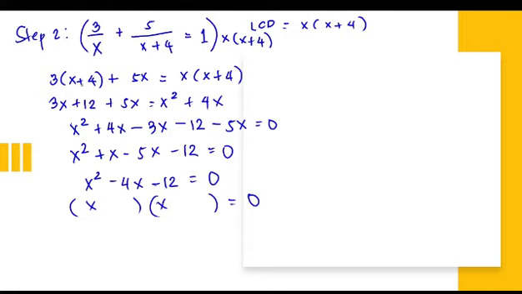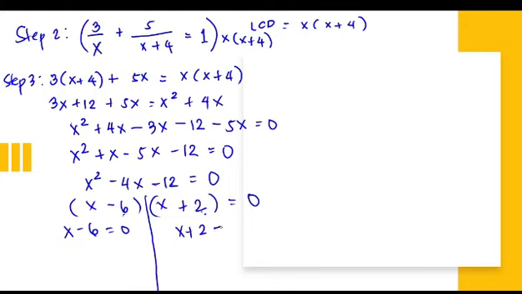Step 3 na actually itong ginagawa natin, no? Step 3, sinosolve na natin. Step 2, we have the equation. We have formulated the equation. So, we could have negative 6 and positive 2. Because negative 6 times positive 2 is negative 12. And negative 6 plus 2 is negative 4. And then we solve them separately. x minus 6 equal to 0, and x plus 2 equal to 0. So our x sub 1 here is positive 6, and x sub 2 is negative 2.